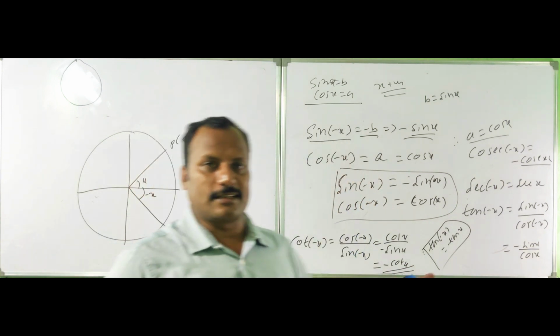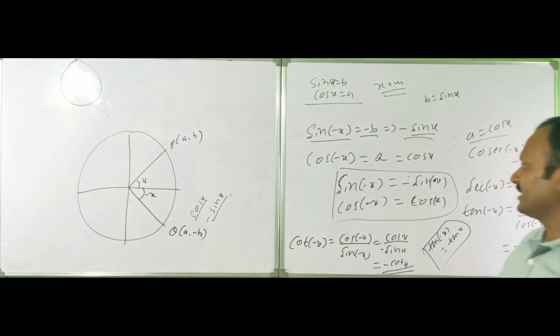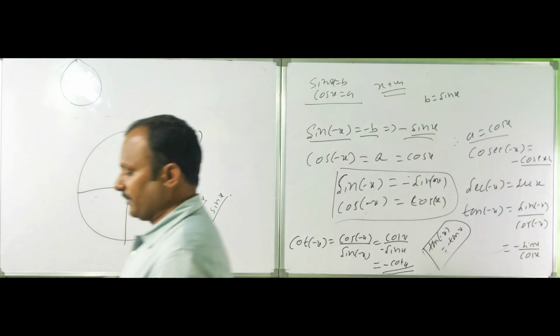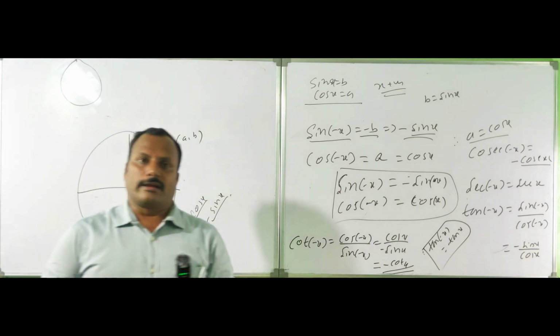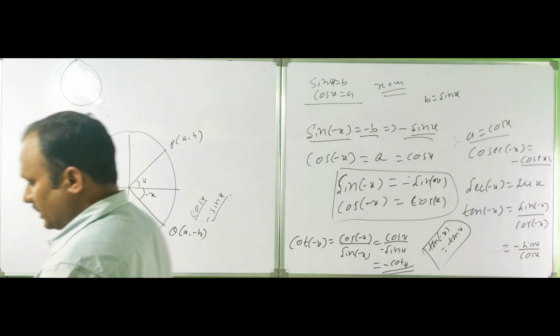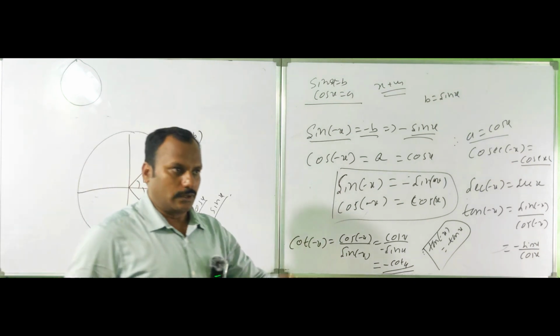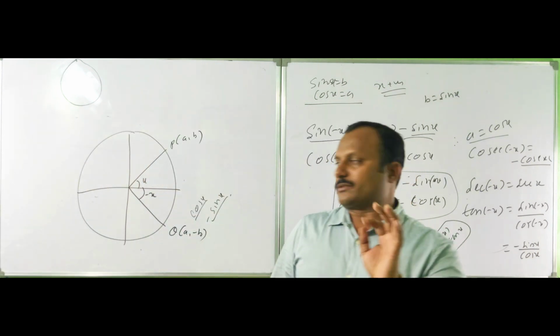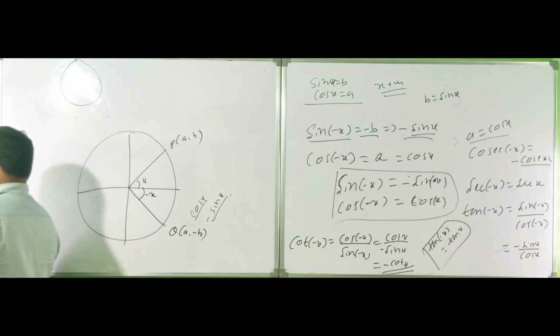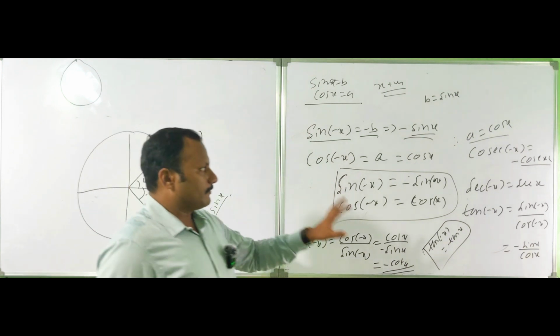Sorry for the fast handwriting and inconvenience. These are the negative angle values. So this is the theoretical part of the circular functions. Next class we will discuss the problems, questions based completely on problems only. Sorry for this fast handwriting.